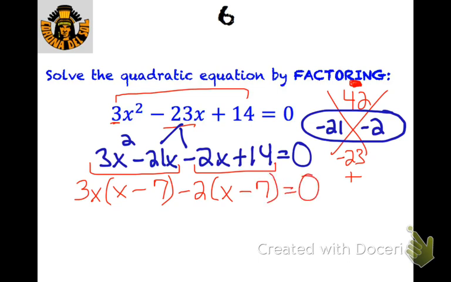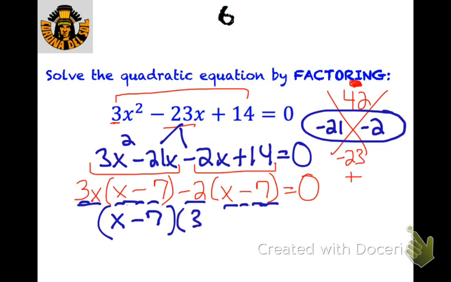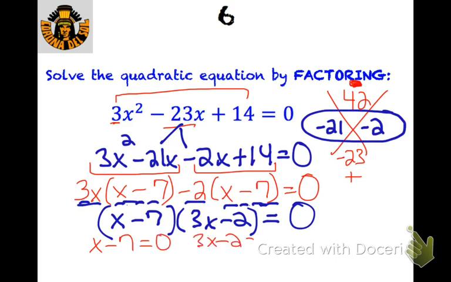Then we're happy because we see that they both have an x minus 7 in the parentheses. So that's one of the factors, x minus 7. And then when you pull that out, what's left is 3x minus 2. So that's our other factor, and we set that equal to 0. So we take each of these little factors and we set them equal to 0 to get our answers, each of these separately.